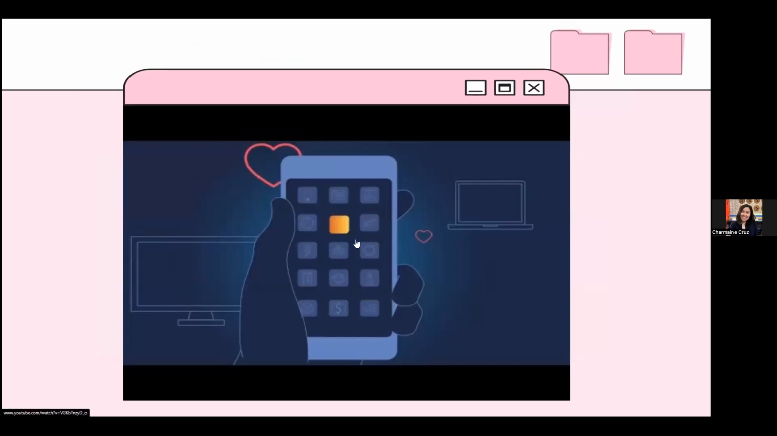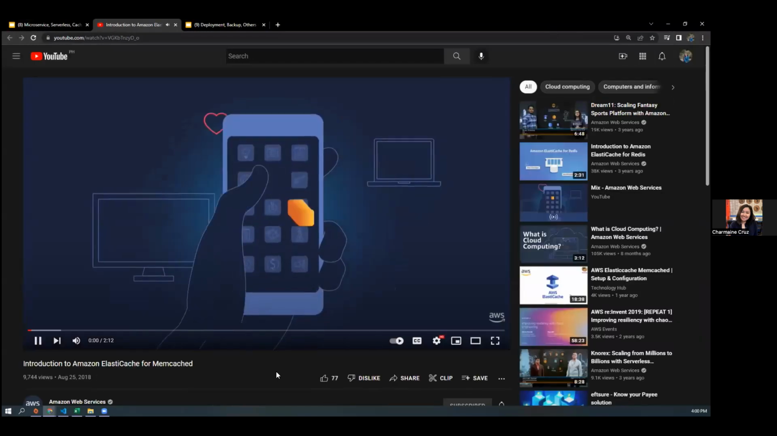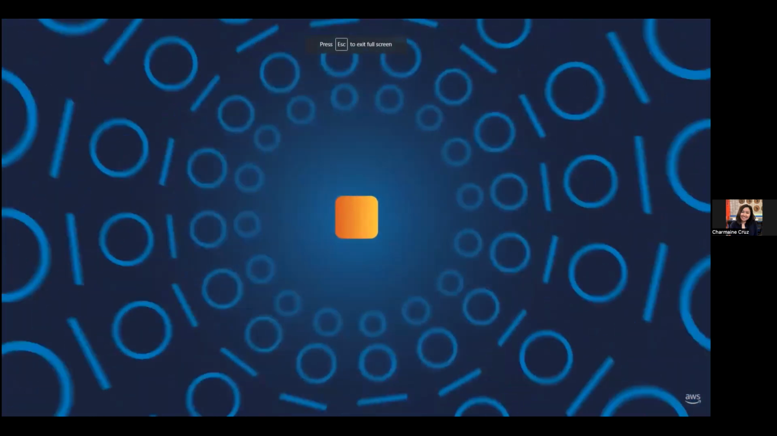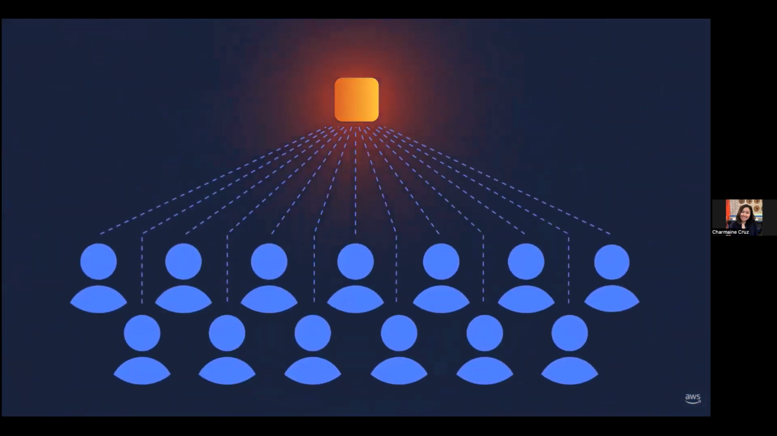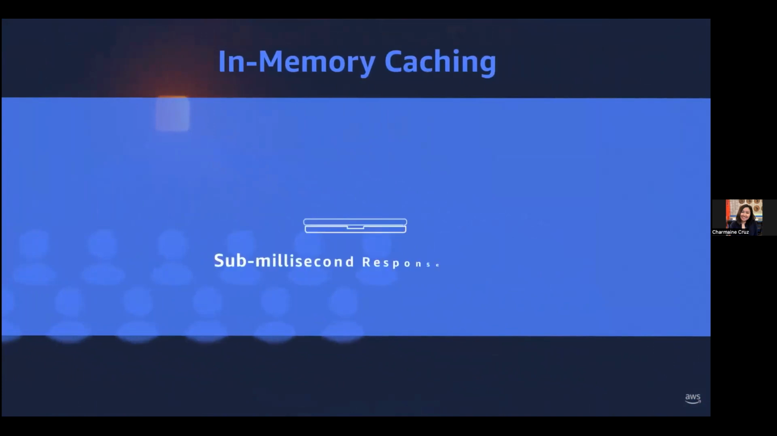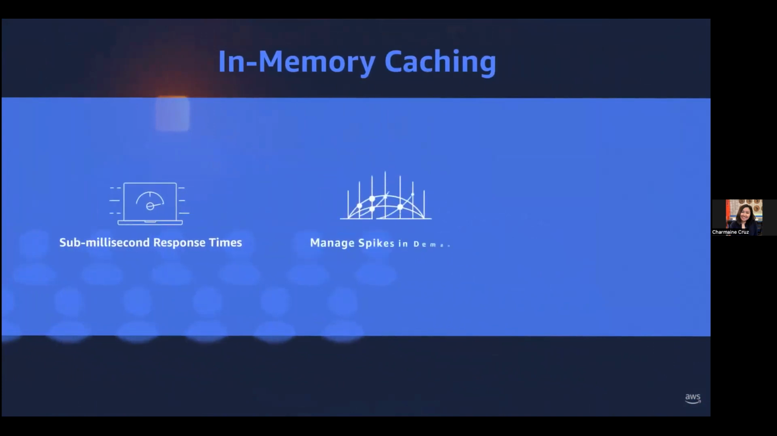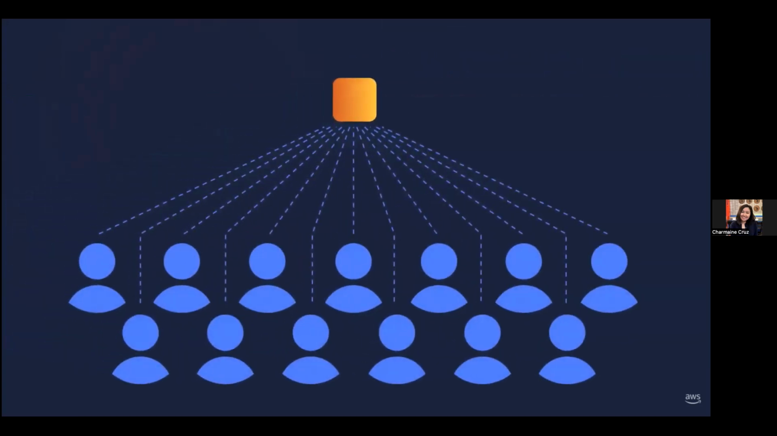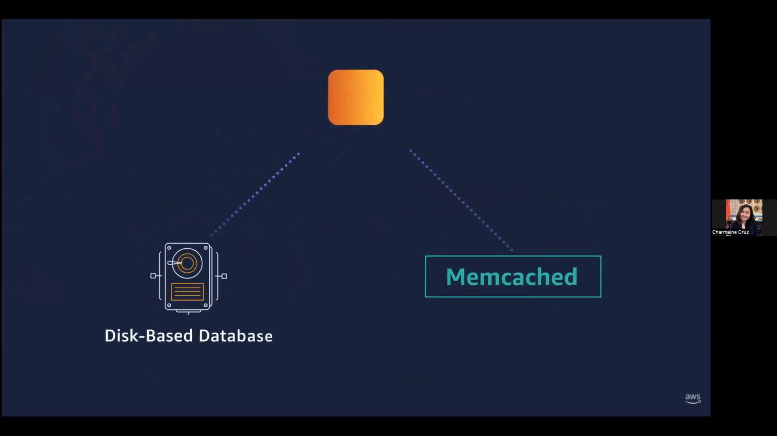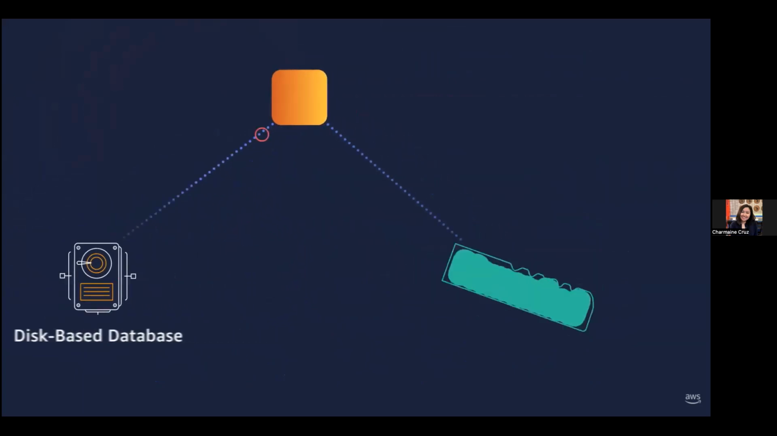Okay, so a short video regarding ElastiCache. Users love fast applications. This means applications need to access data quickly. And as applications become popular, they must scale without overloading back-end systems. Caching can help. With an in-memory cache, you can achieve sub-millisecond response times, manage spikes in demand, and cost-effectively scale your backend. Memcached is a popular open-source in-memory data store that developers use as a high-performance cache to speed up applications. By storing everything in memory instead of on disk, Memcached can retrieve data in less than a millisecond.